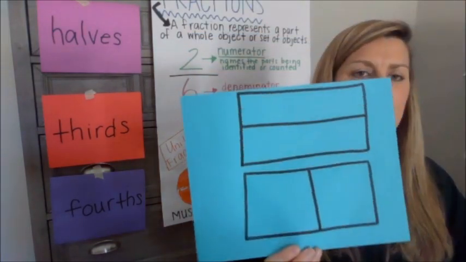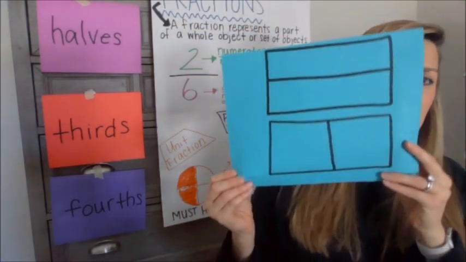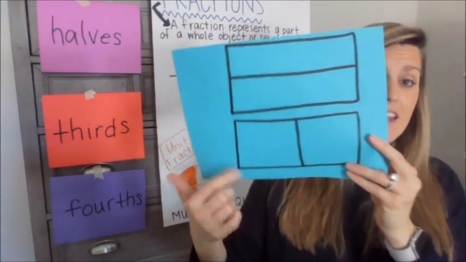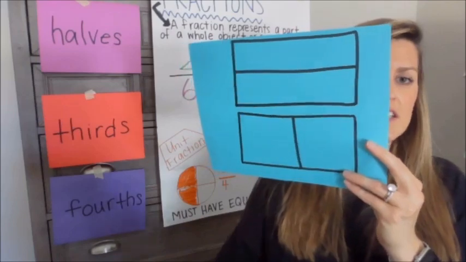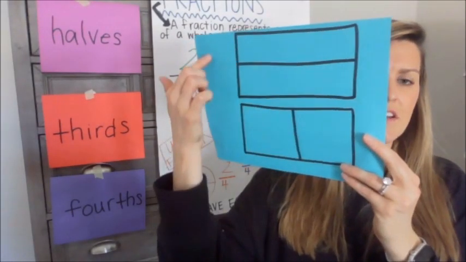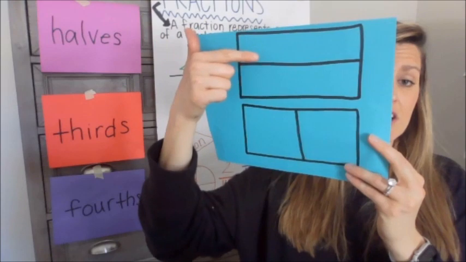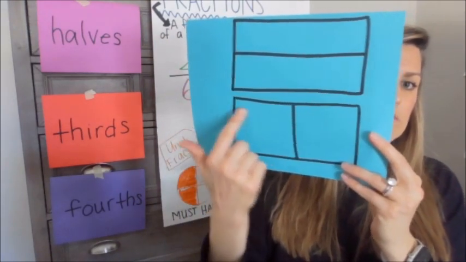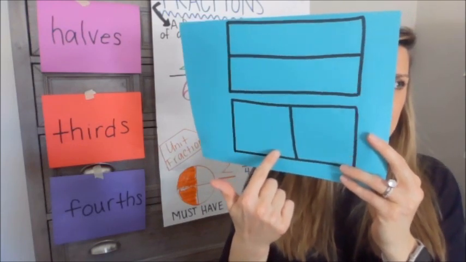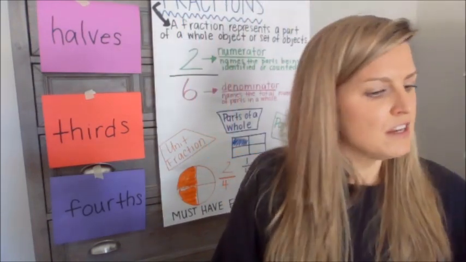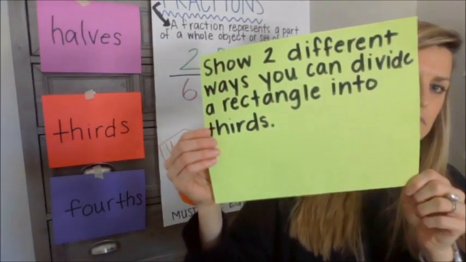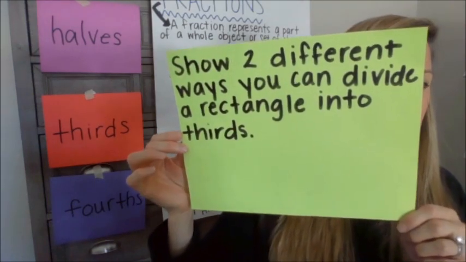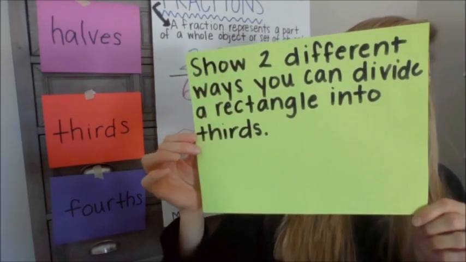Awesome job, guys. If you drew your rectangle with 2 different equal parts, or two different ways into equal parts, you are correct. My first rectangle is split down the middle, like hot dog style, and my bottom rectangle is split down the middle as well, hamburger style. Excellent job. Next question. Show 2 different ways you can divide a rectangle into thirds. Go ahead and pause the video to write your answer down.